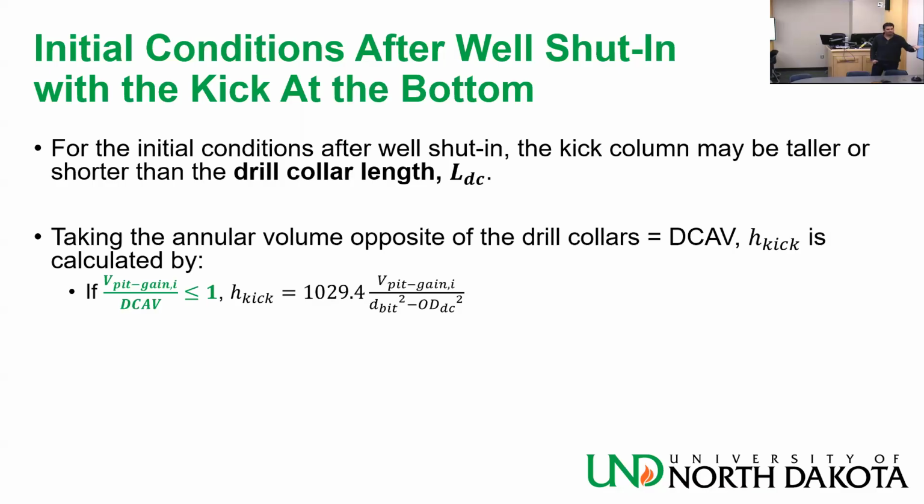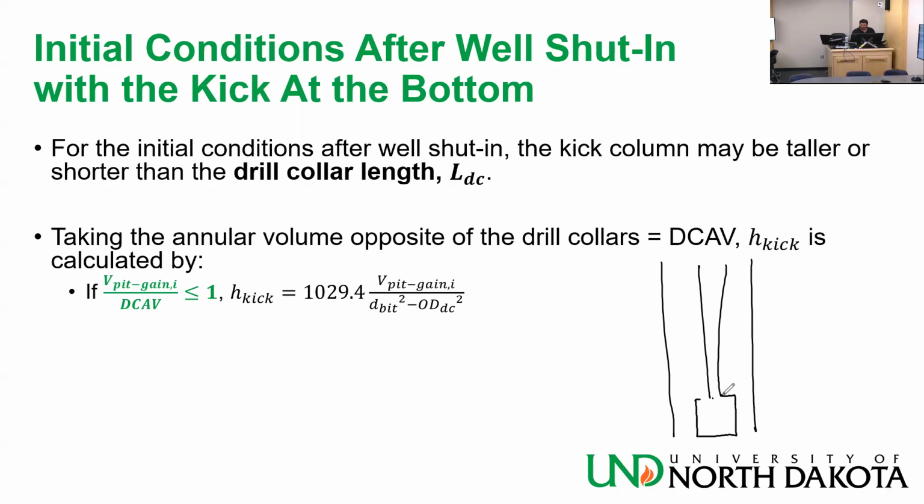So this is how you can find the height of the kick. If the pit gain divided by the drill collar annular volume is less than 1, it means that the kick is below the drill collar. Let me draw something to make it clear for you guys. This is my well. This is my drill pipe. This is my drill collars. I ignore the bit, okay? The bit doesn't have a height.